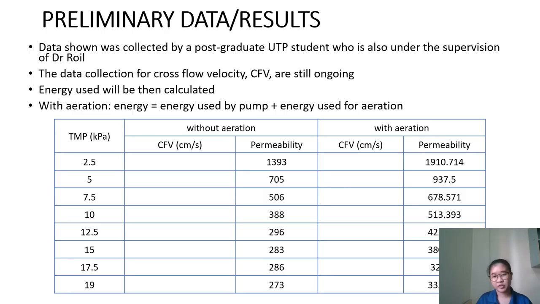Now, there are 2 types of situation going on. One is membrane modules without aeration, and one is with aeration. Aeration is the bubbling on the membranes that is used to reduce the occurrence of fouling. Without aeration, the energy used is purely the energy used by the liquid pump. But when aeration is involved, it would be added to the energy used by the aeration pump.